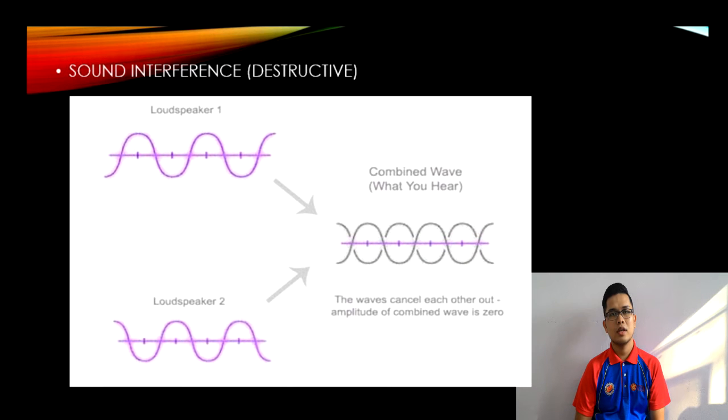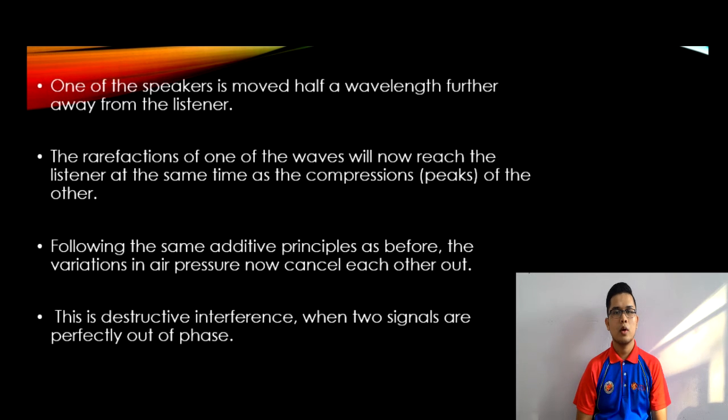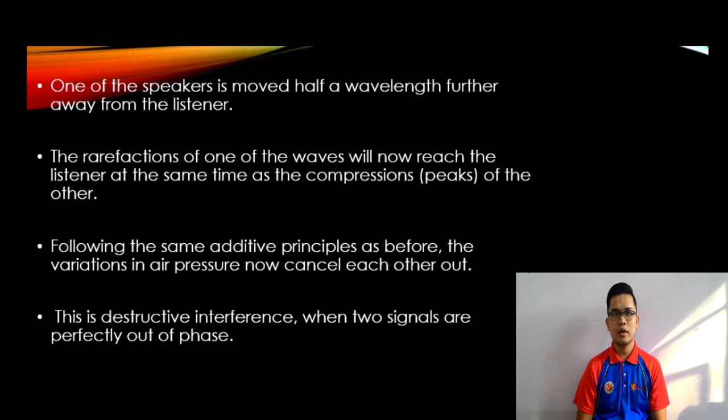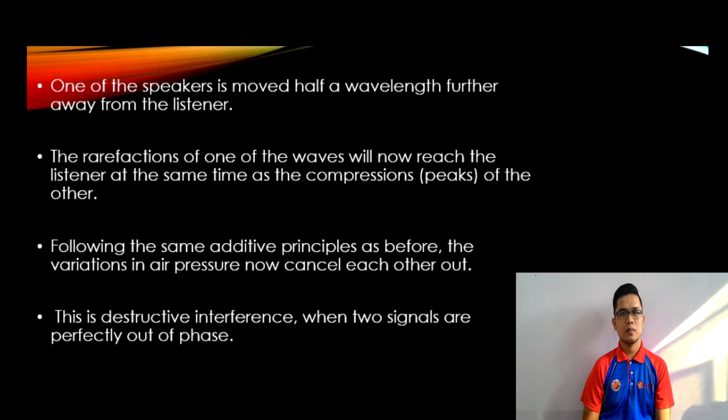This is the destructive interference example. One of the speakers is moved half a wavelength further away from the listener. The rarefaction of one of the waves will now reach the listener at the same time as the compression of the other. Following the same additive principle as before, the variations in air pressure now cancel each other out. This is called destructive interference, when two signals are perfectly out of phase.